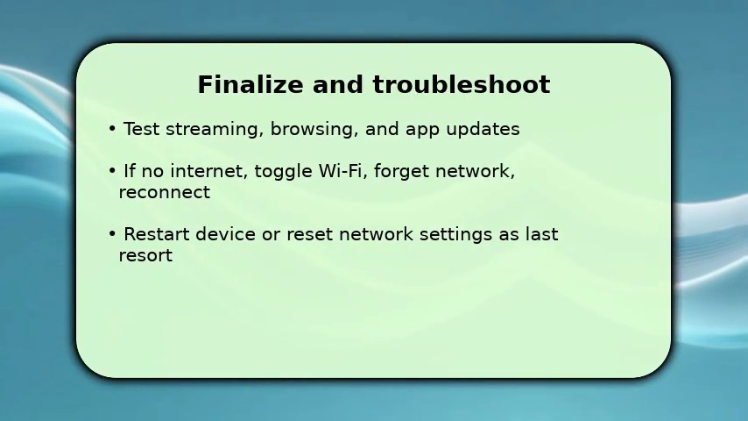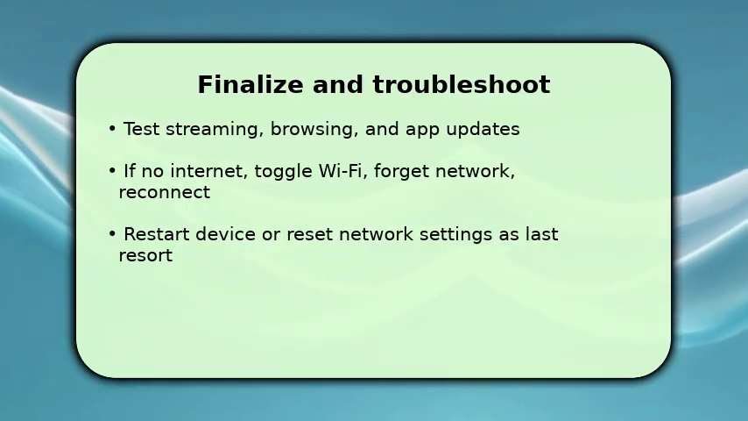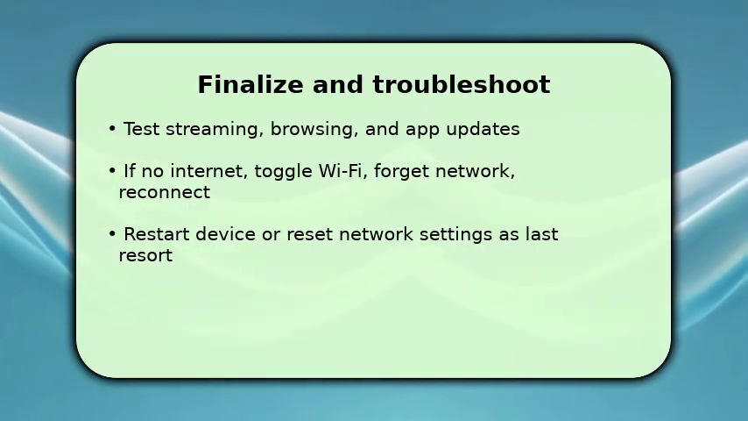If problems persist, restart the phone. And as a last resort, reset network settings. This clears conflicts and restores normal Wi-Fi behavior without cellular.